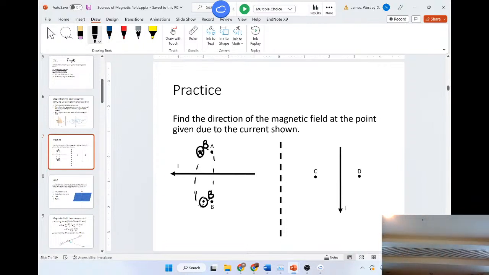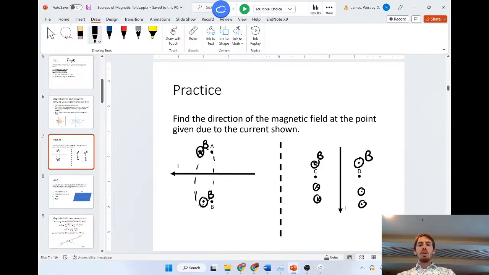All right, C and D, same thing. Last one we'll do. Thumb pointed down, flat hand, and then I point towards C, because that's the point I care about, and into the board. So thumb pointed down, C, into the board. And at point D, thumb down, out of the board. Okay, there you go. Fun fact, everywhere on the left side it's going to be into the board. Everywhere on the right side it'll be out of the board.